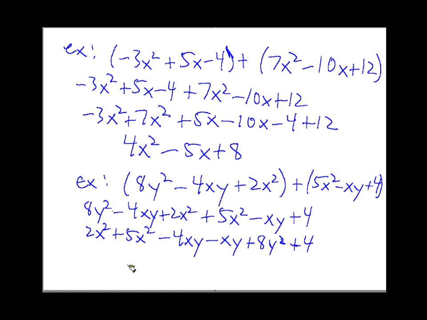Okay? So then we combine like terms. 2x squared plus 5x squared is going to be 7x squared. And then negative 4xy minus xy will be what? Minus 5xy. All right? And then plus 8y squared. There's nothing to combine there. And then bring down the plus 4 as well, the constant term. So that's our solution right down here. Again, just combine like terms carefully when we're adding polynomials here.